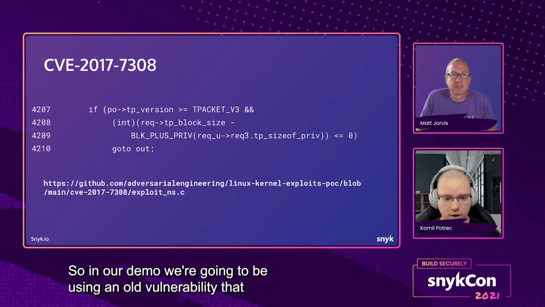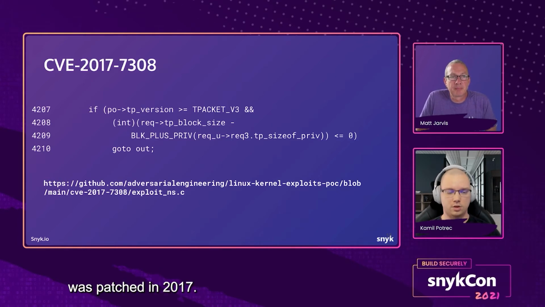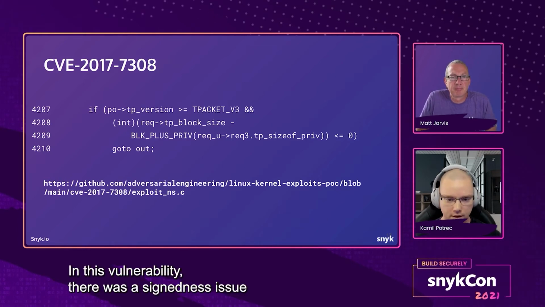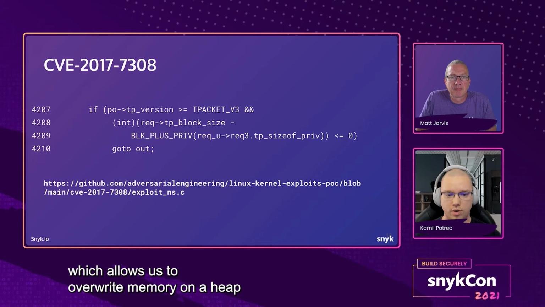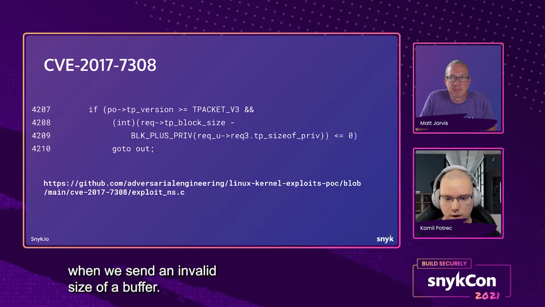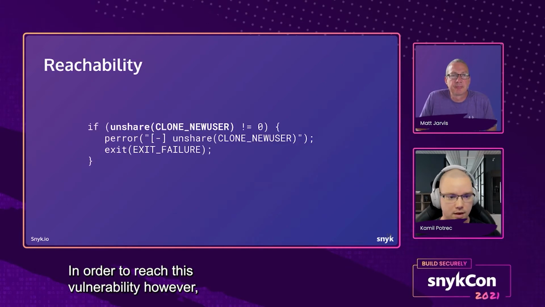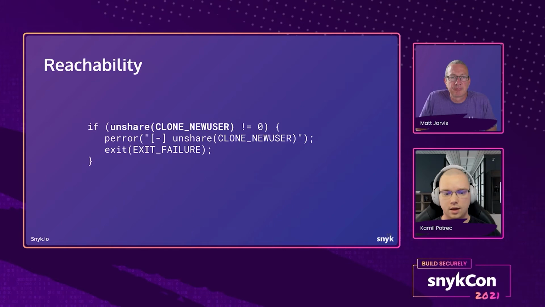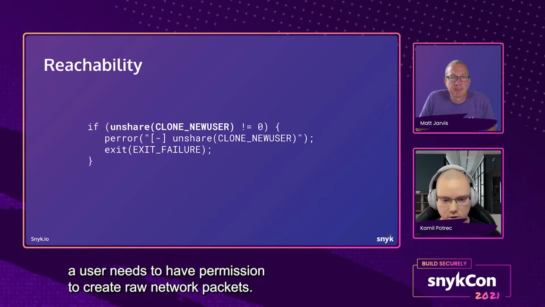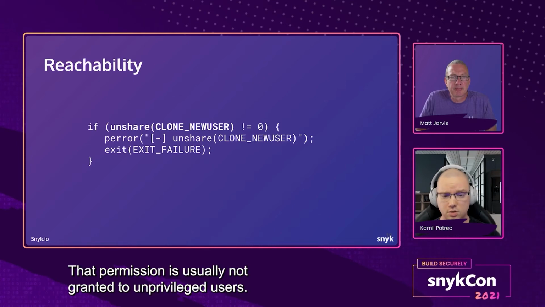So in our demo, we're going to be using an old vulnerability that was patched in 2017. In this vulnerability, there is a signedness issue, which allows us to overwrite memory on the heap when we send an invalid size of a buffer. This was patched some time ago, and you can find details of this exploit on the GitHub link provided. In order to reach this vulnerability, however, a user needs to have permission to create raw network packets. That permission is usually not granted to unprivileged users.